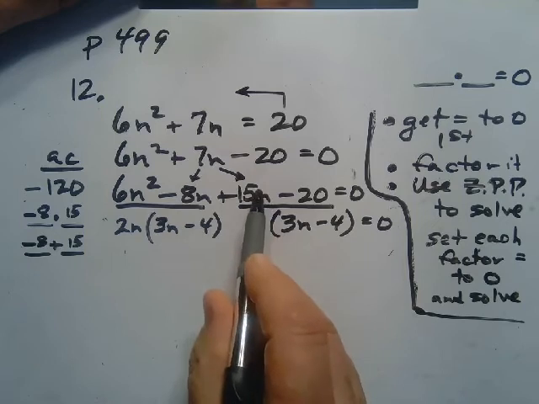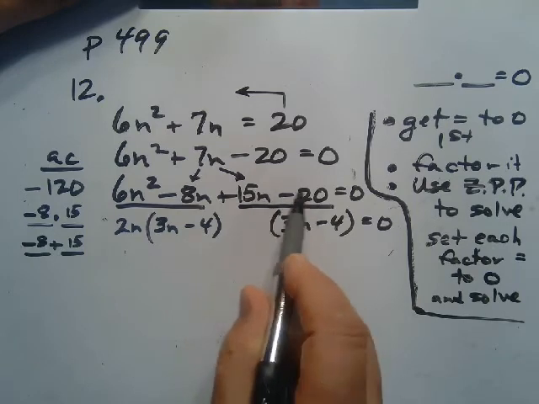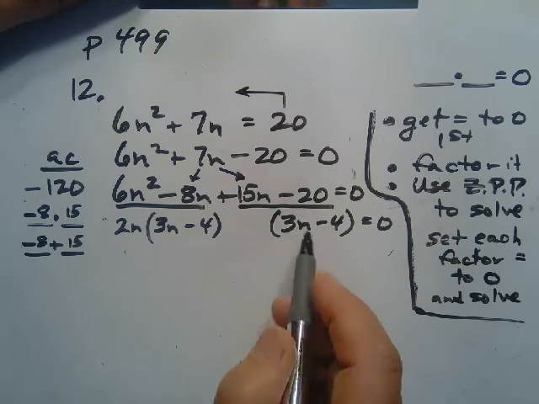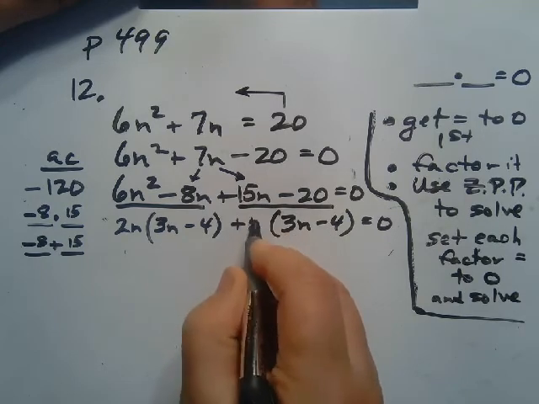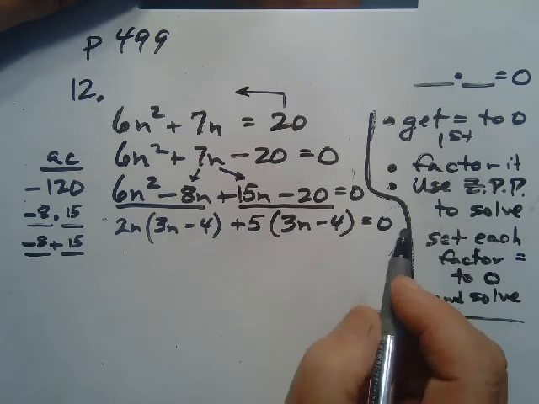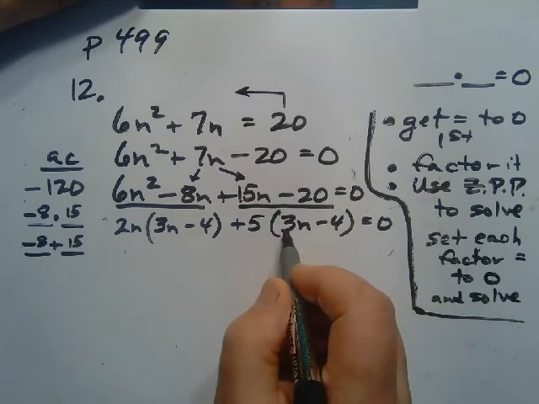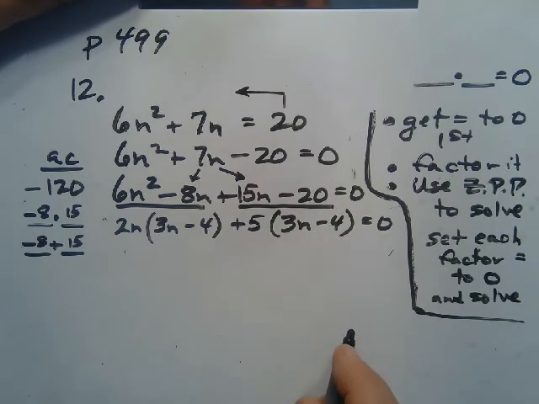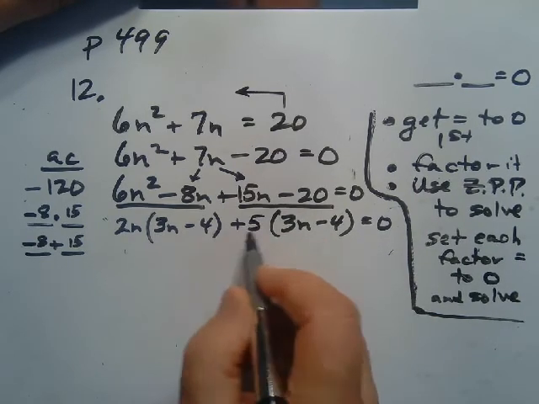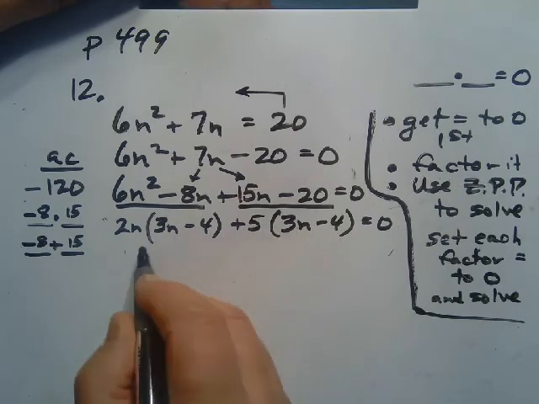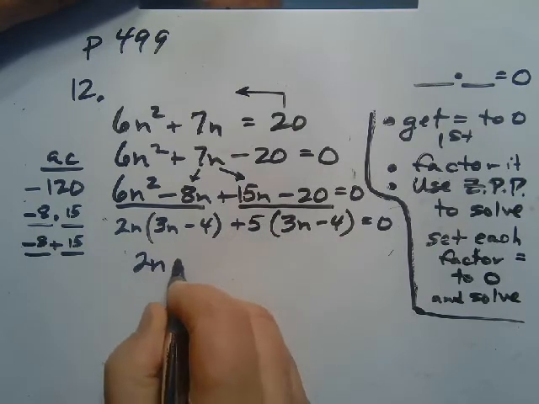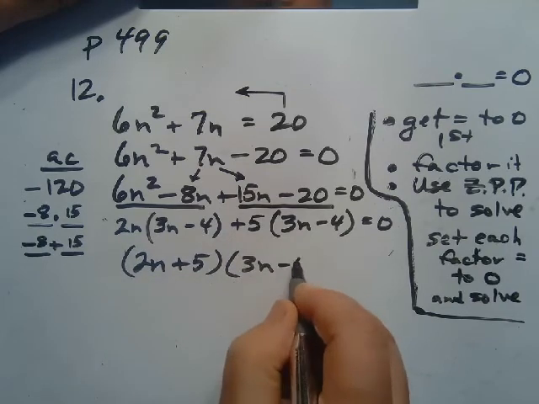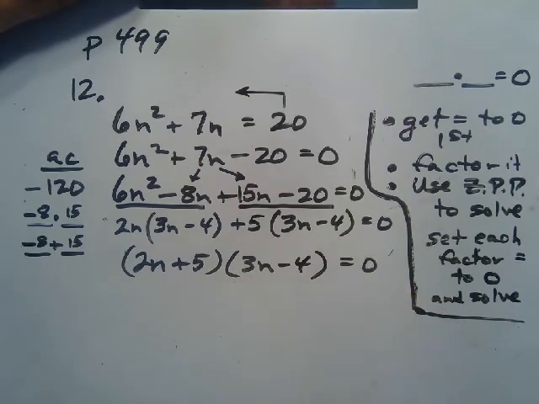And what had to be pulled out of this binomial to get these leftovers? Well, I had to take out a 5, positive 5. 5 times 3 is 15. That's right. 5 times negative 4 is negative 20. There you go. So there it is, pulled apart. And now we're going to go ahead and marry the groups and the two kinds of marriages that we talked about.